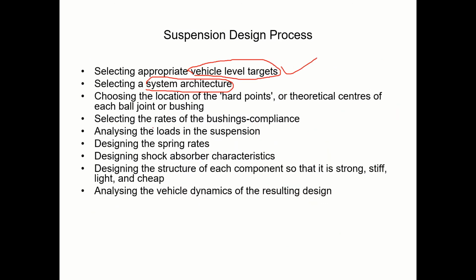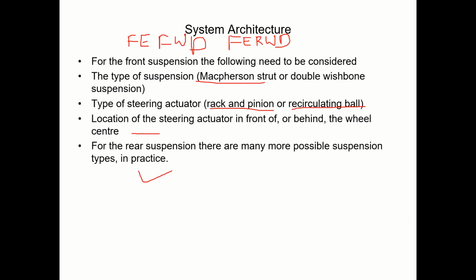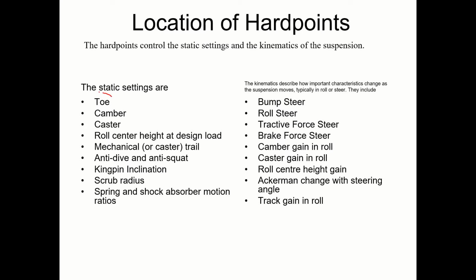Okay, right, selecting system. Choosing the location of the hard points or theoretical center of each ball joint or bushing. How much toe you should have. Camber positive or negative, and if so, how much? Caster value. Roll center height at design load. Mechanical caster trail. Steering returnability, that is very required. Anti-dive, anti-squat, how much percentage we should have, so that this will give you a location of the linkage. Kingpin inclination, scrub radius positive or negative.